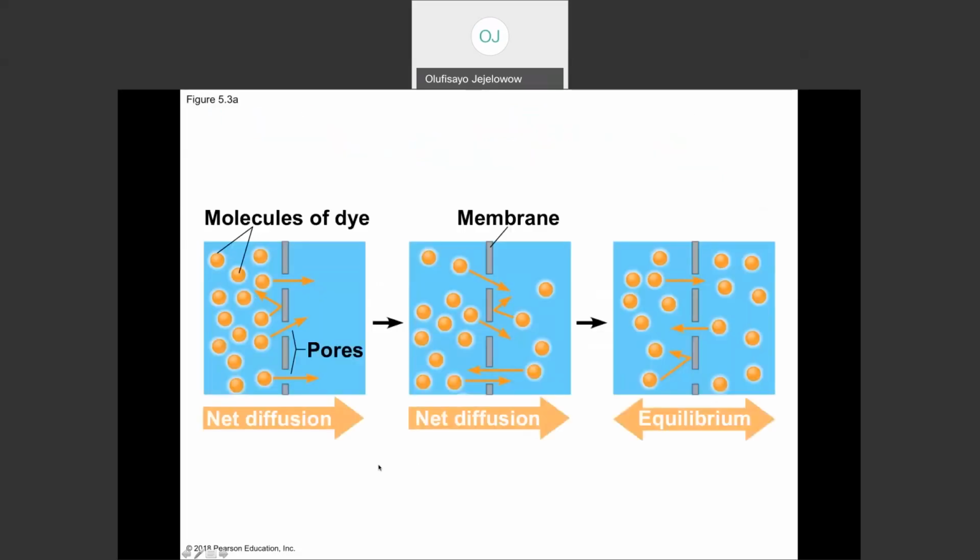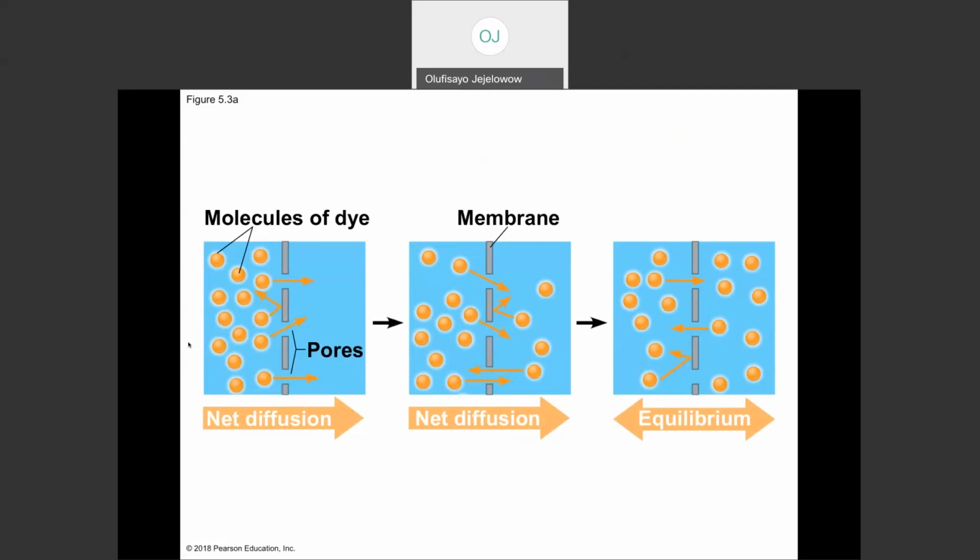and so this slide illustrates the process of diffusion. So we have a membrane separating this area where we have a solution, blue water, and the molecules of dye that are dissolved in the water, and just water on this side. So there's more water here, more solute and less solute here.